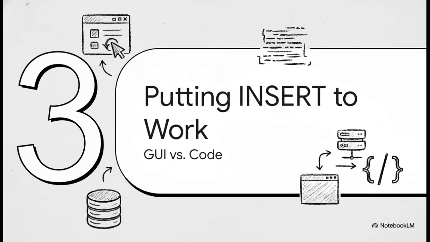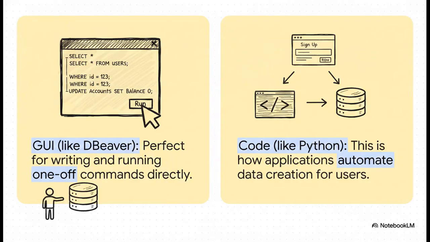Okay, so where do you actually write and run these commands? Let's quickly look at the 2 most common places you'll do this. Inside a graphical tool, or what we call a GUI, and directly within application code. On the left, you see what it looks like in a GUI tool like DBeaver. This is where a data analyst or a developer might work directly with the database, running one-off commands to fix some data or add a quick test record.